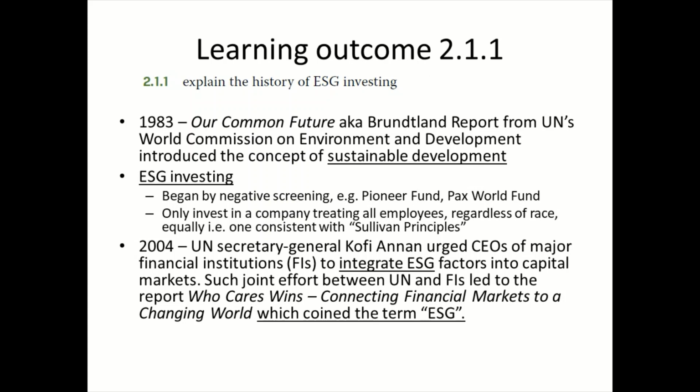And then, finally, where does the term ESG come from? It came from a report called Who Cares Wins, Connecting Financial Markets to a Changing World. It was the effort of then United Nations Secretary General Kofi Annan, who urged CEOs of major financial institutions to integrate ESG factors into capital markets.